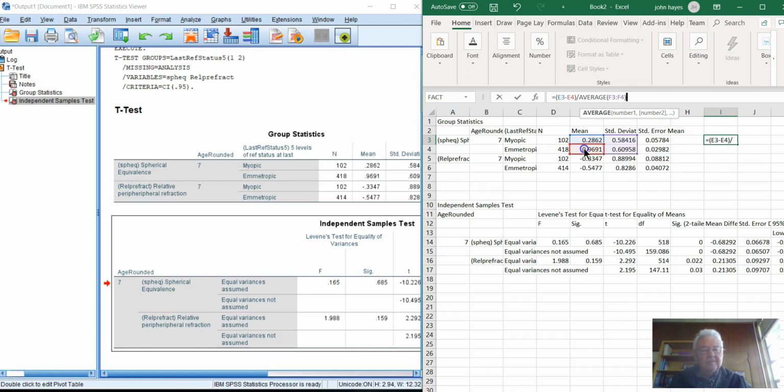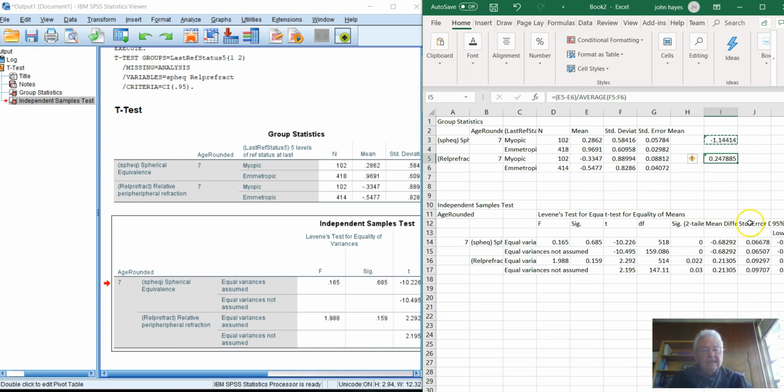Okay, so we have a minus 1.4. So our myopes have about a standard deviation, a little over a standard deviation, less spherical equivalence than the emmetropes. We can copy this formula and paste it down here. Now, we're near trivial difference with respect to relative peripheral refraction.